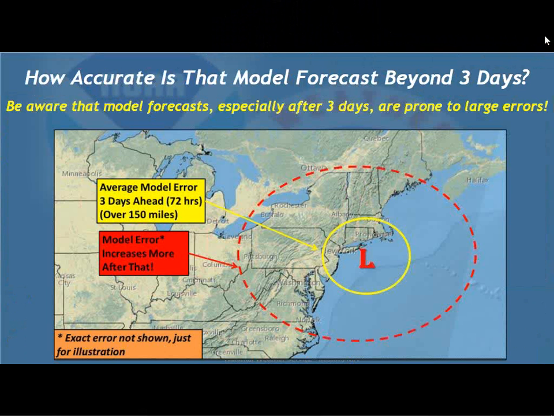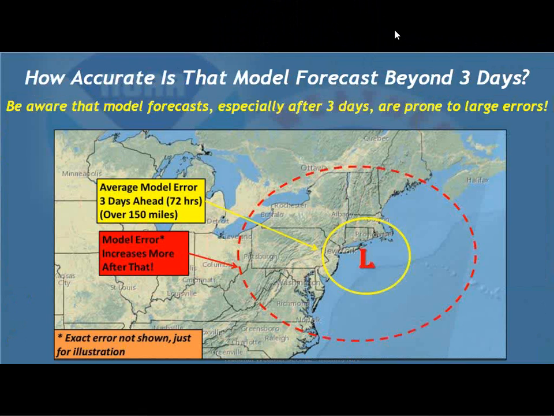So just our usual caution, you've probably seen this on social media. How accurate is that model forecast beyond 3 days? Well, not really necessarily too accurate. Errors with a model actually increase exponentially with time. So errors in a 24-hour forecast compared with, say, a 72-hour forecast is a significant difference.